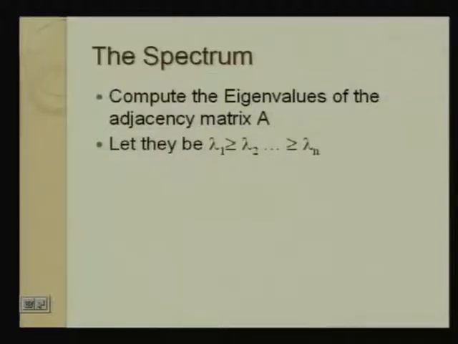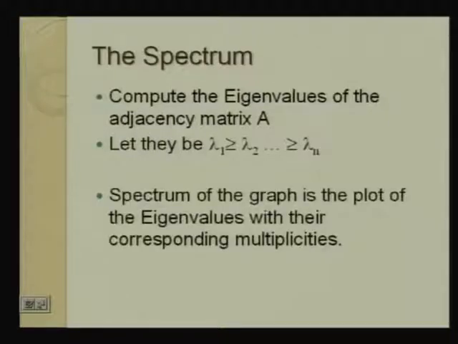So, you can order them, and the largest eigenvalue, which is lambda 1, is called the principal eigenvalue, and then the others are ordered. Now, when you have computed all the eigenvalues, then you can get the spectrum of the graph. The spectrum of the graph is basically the plot of the eigenvalues with their corresponding multiplicities.